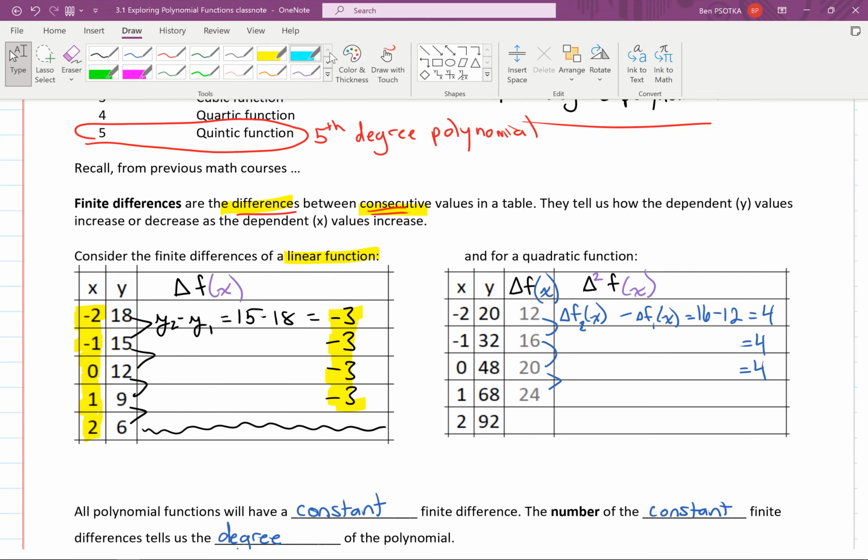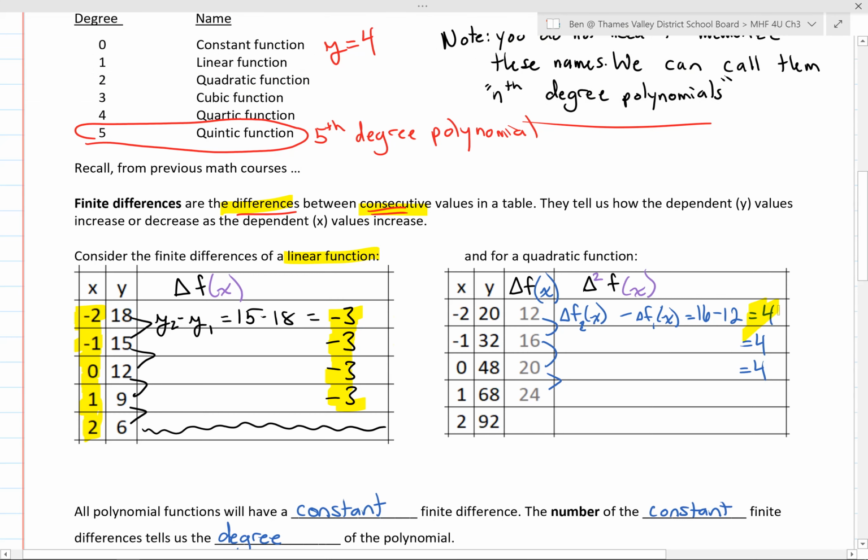So again, you'll notice that we've come across some constant finite differences. This time, though, it was our second finite differences, right? Our first finite differences were different. Our second finite differences were constant. So with a quadratic function, our second finite differences are constant. We notice a bit of a pattern here. Linear function, first finite differences are constant. Quadratic function, second finite differences are constant.